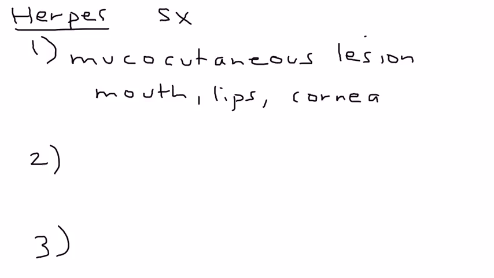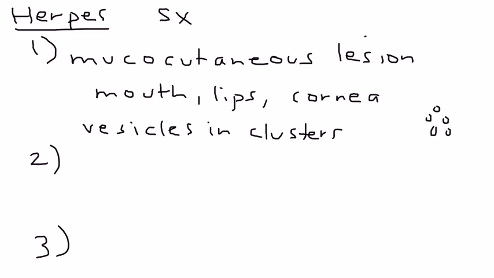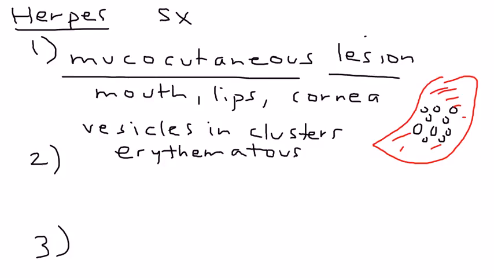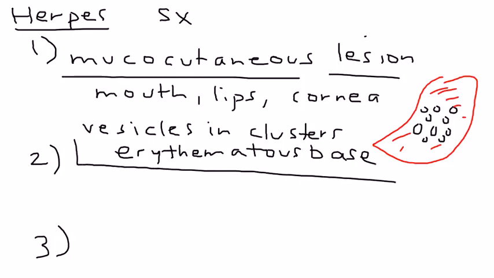And what can happen is you have these characteristic vesicles that are in clusters. They kind of look like that, different sizes, like that. And then they're sitting on this erythematous red base. So they describe that as an erythematous base. And I encourage you to look up pictures of the herpes mucocutaneous lesions to get an idea of what this looks like.